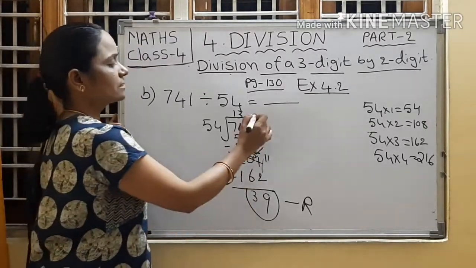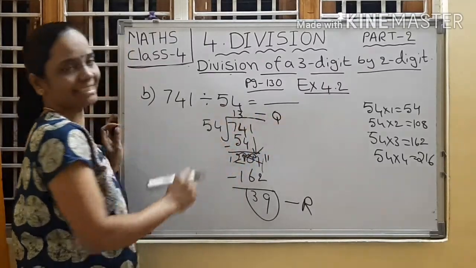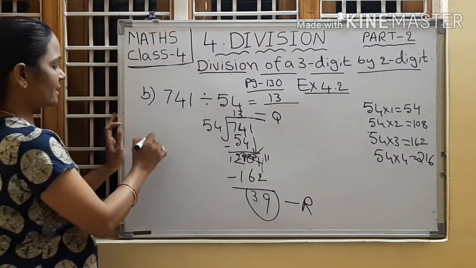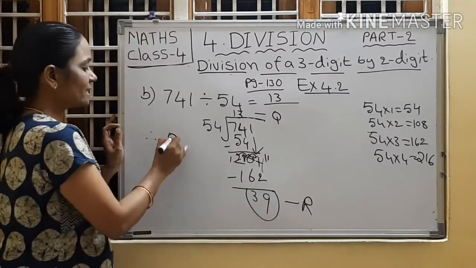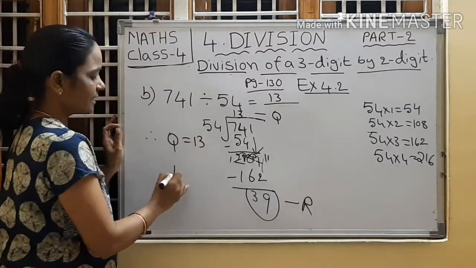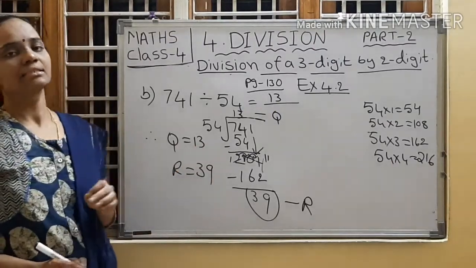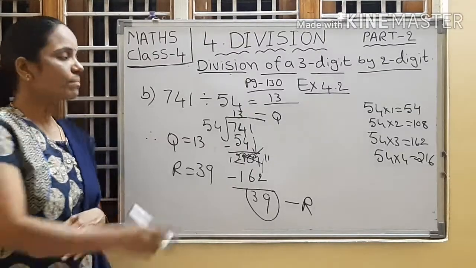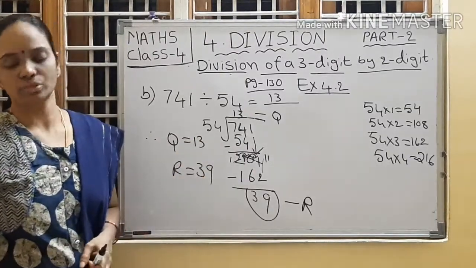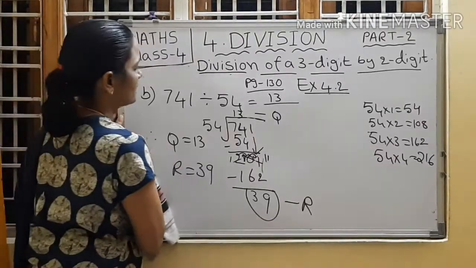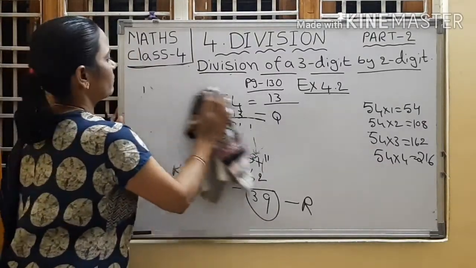Remainder is 39. How much is the quotient, children? 13. So 13 is the quotient. Remainder is 39. Therefore write down: Q is equal to 13, remainder is equal to 39. Note it down, children. You can pause the video and note it. Yes. Next, C problem.